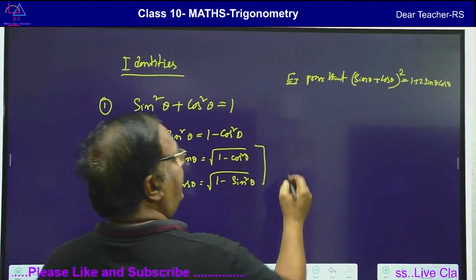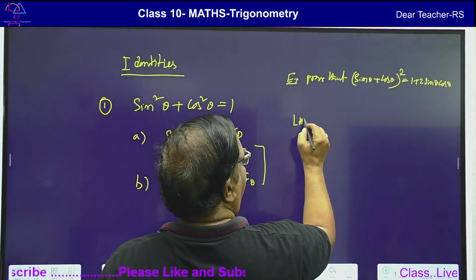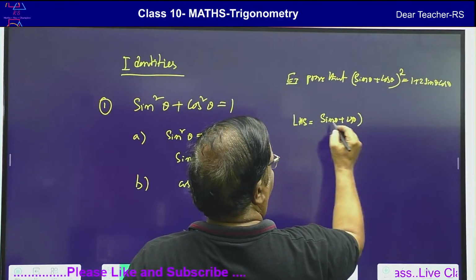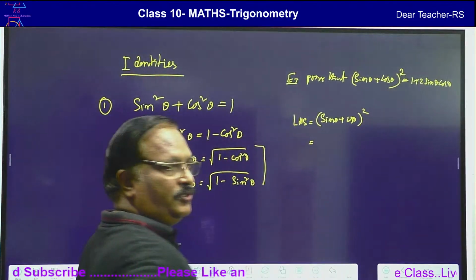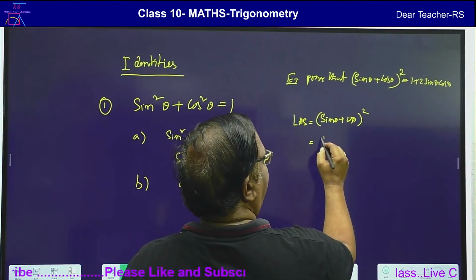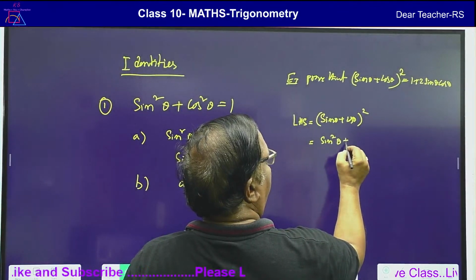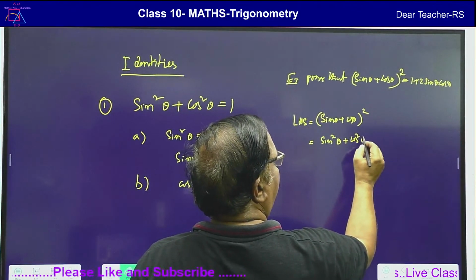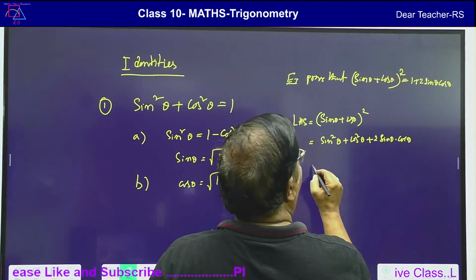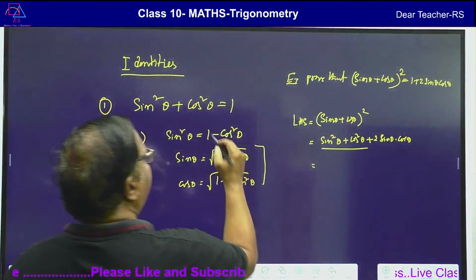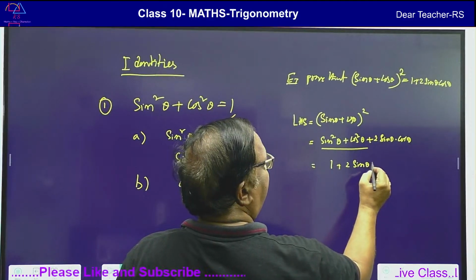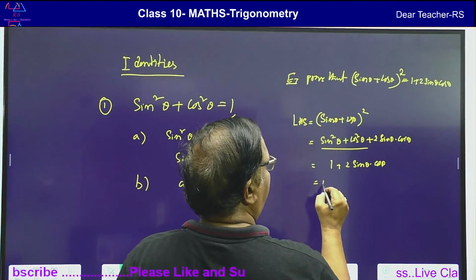Okay, so then you take the left hand side. Left hand side is sin theta plus cos theta whole square. So now you have to write a plus b whole square. A plus b whole square means a square plus b square plus 2ab. So sin square theta plus cos square theta plus 2 sin theta and cos theta. Sin square theta plus cos square theta is equal to 1. Therefore 1 plus 2 sin theta and cos theta. This is nothing but the right hand side.